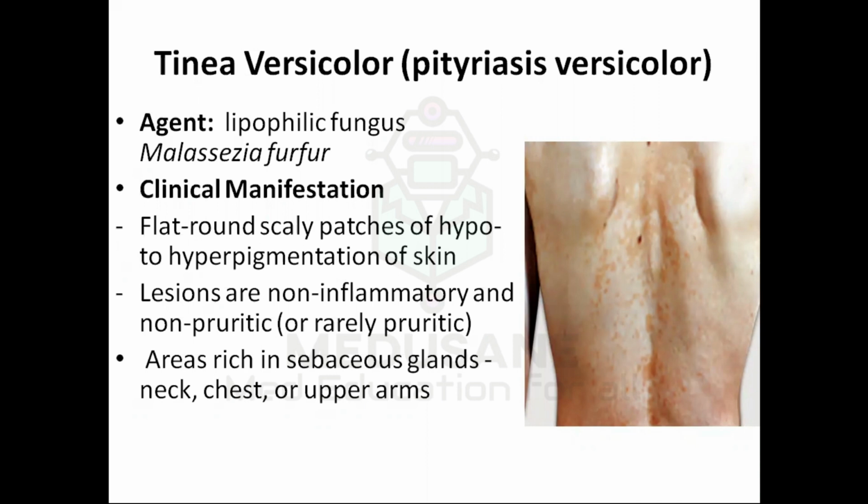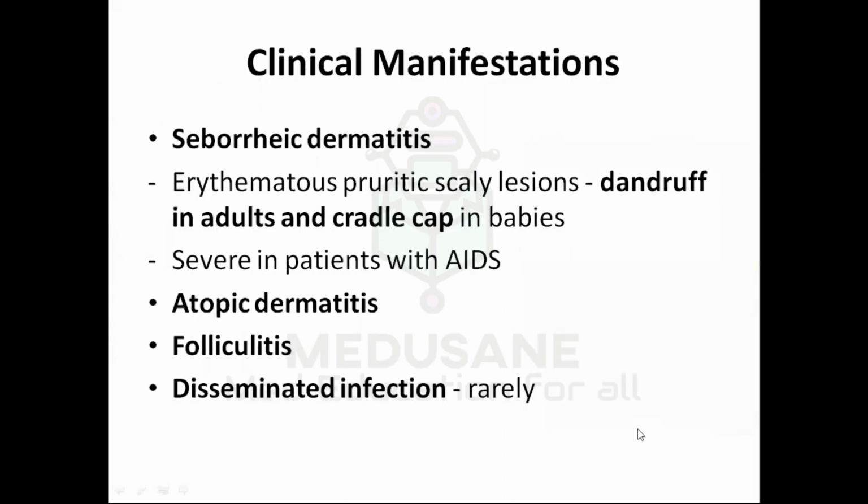What is Tinea versicolor? They may also ask it as Pityriasis versicolor. It is mainly caused by the agent called Malassezia furfur. Here there will be flat, round, hypo to hyperpigmented patches on the skin, usually seen in areas rich in sebaceous glands like the neck region, chest and upper arms. It is usually non-inflammatory and non-pruritic. There will be no itching in this lesion.